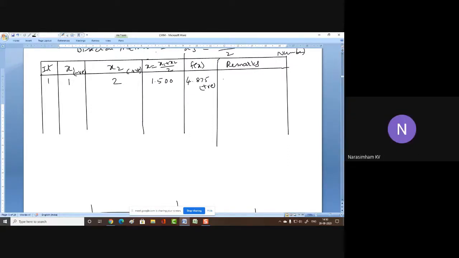Okay, then what do you say? The required root lies between which number? At 1.5, this is positive, this is also positive. Now 1 and 1.5. I understand. This is the first step.